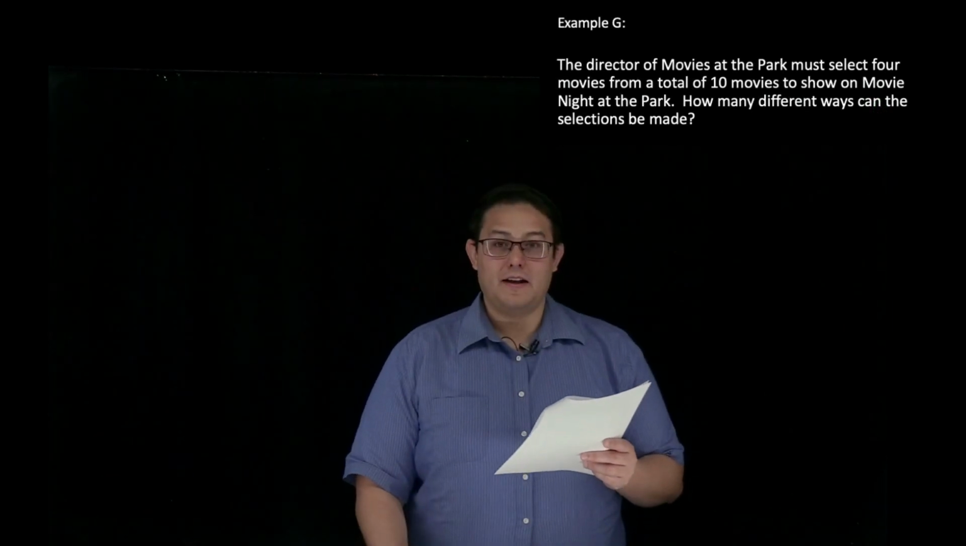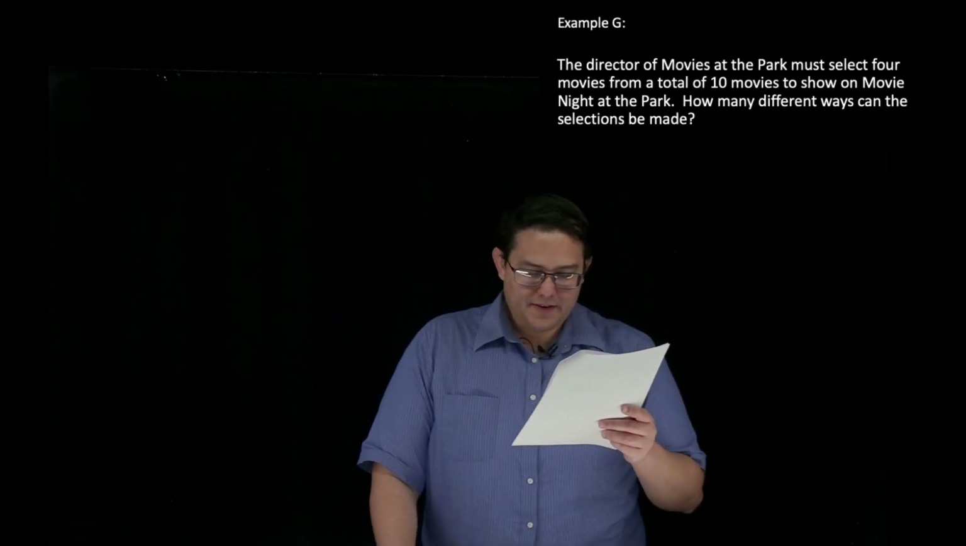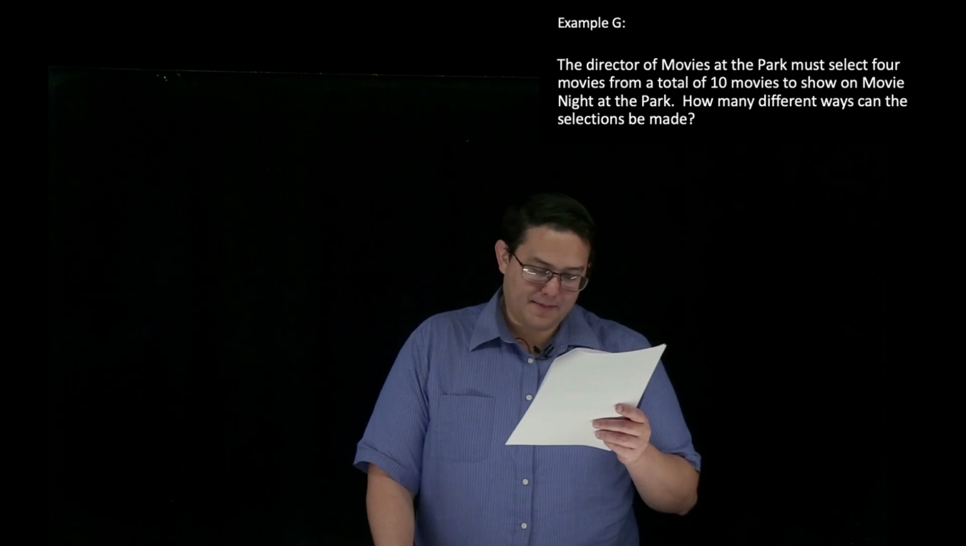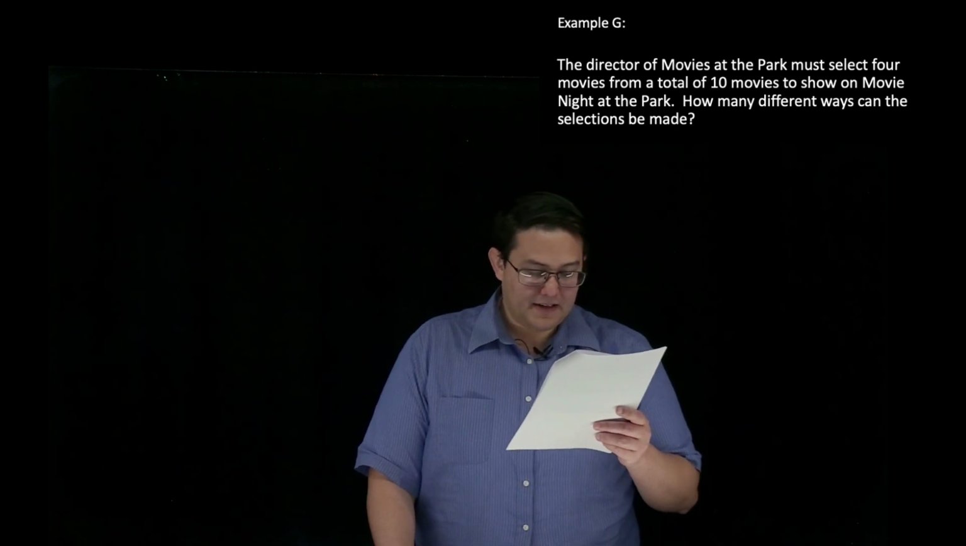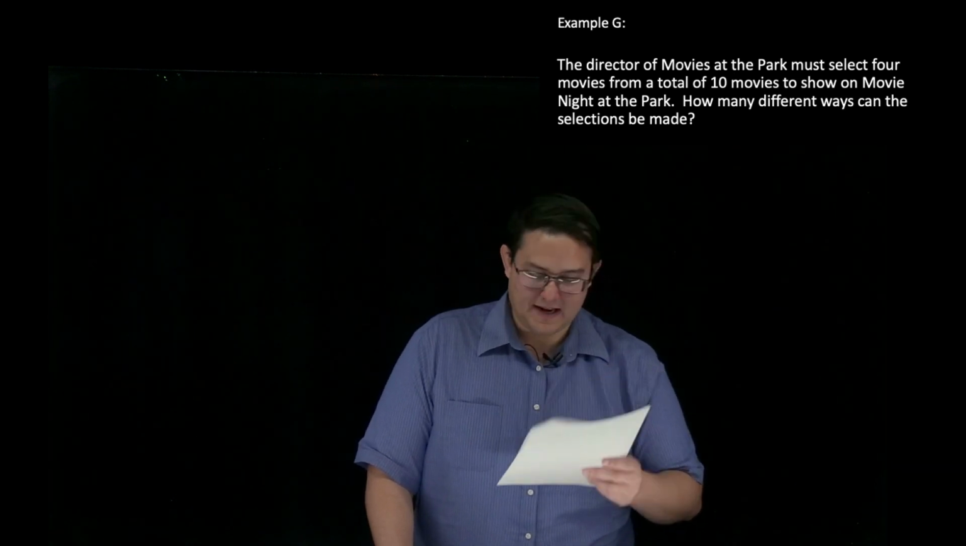So now for letter G. So we have the director of a movie at the park must select 4 movies from a total of 10 movies to show on movie night at the park. How many different ways can the selection be made?